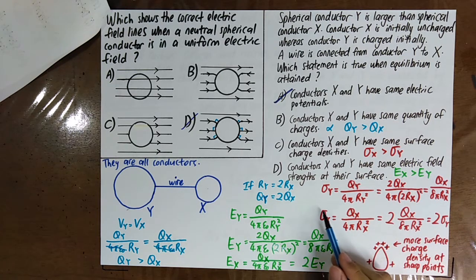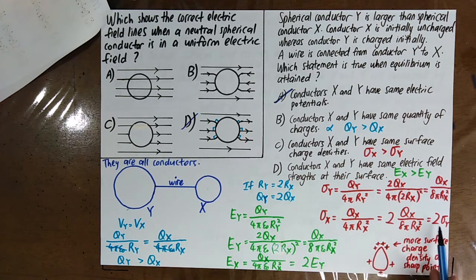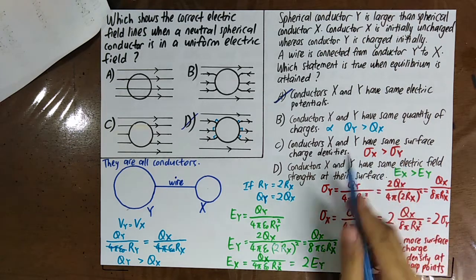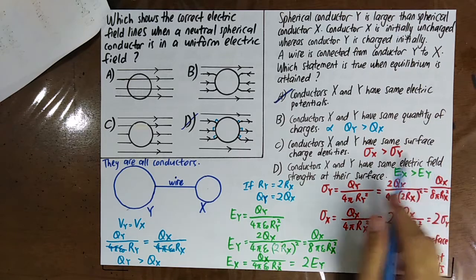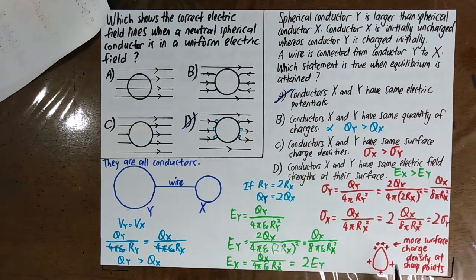Now you find the surface charge density of conductor X, and you realize that the surface charge density of X is twice the surface charge density of Y. So you know that the smaller conductor will have a higher surface charge density.